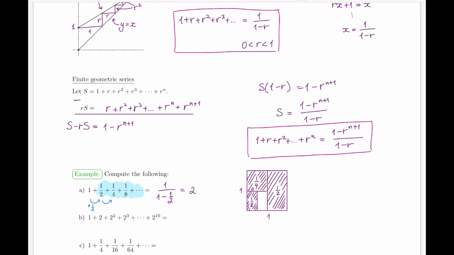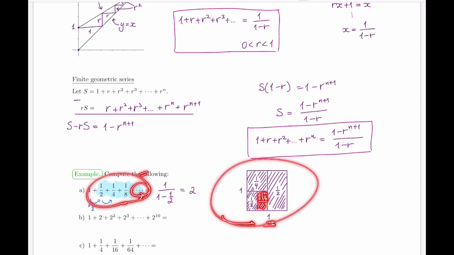So what I'm seeing is, if I work within this square, what I'm doing is shading 1/2 of the available area every single time, and I am doing so forever, which means that eventually I will cover in the limit the entire area within my square, which is equal to 1. So this portion of the sum looks like it equals 1 geometrically as well.